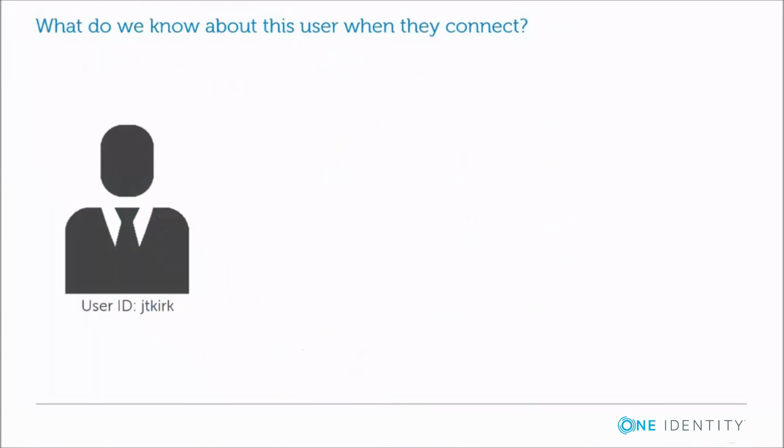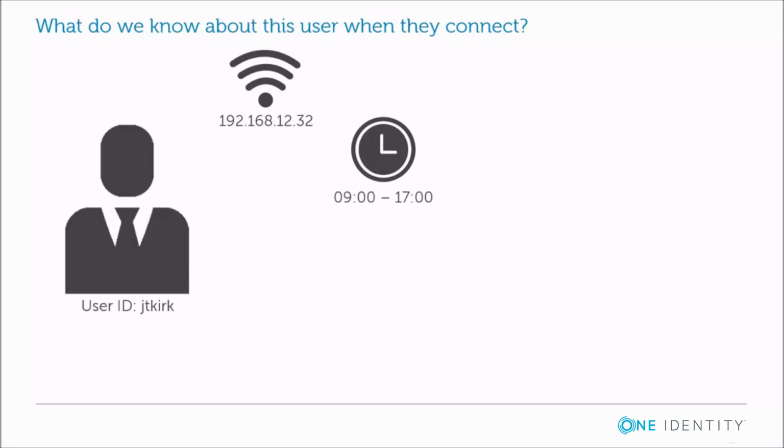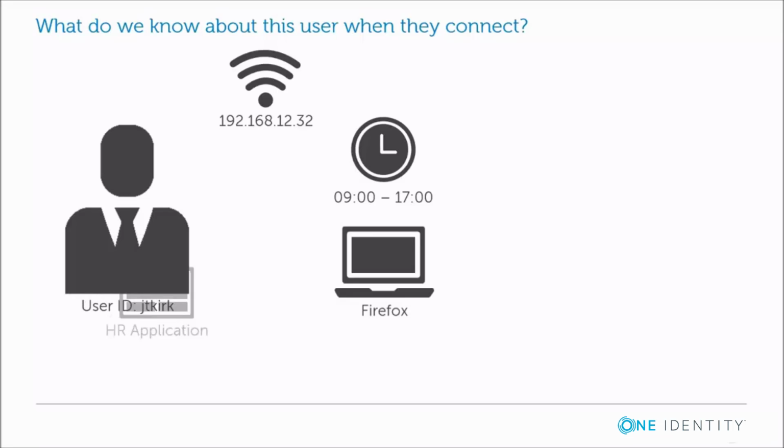Well, what do we know about this user when they connect? Let's take this user here. He connects to a secured application. We see his IP address. We see the time of day, maybe, that he's coming in, maybe business hours, or maybe it's always around 10 o'clock at night. We see the type of browser he's using. And we see the application that he's asking for.